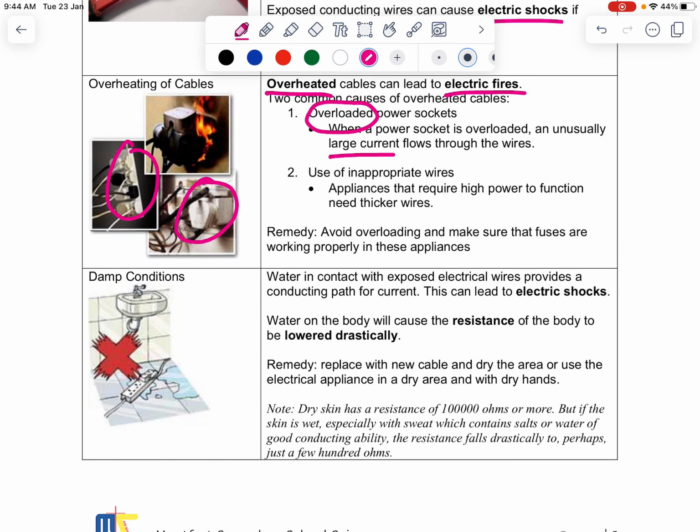Same thing, if you place exposed wires or even these daisy chains in the toilet, it provides a conducting path for currents and can lead to electric shocks, because water will cause the resistance of the body to be lowered drastically. So water will cause resistance to decrease.